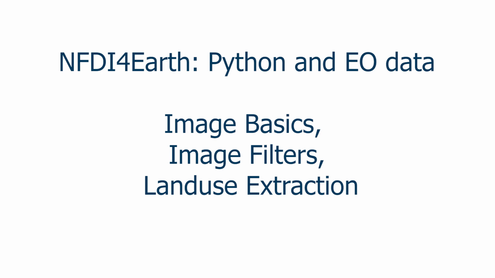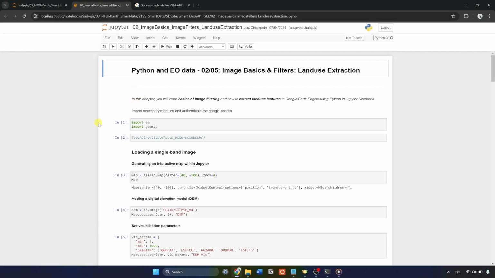Welcome to the second course of the first chapter of the Smart Data class: Image Basics, Image Filters, and Land Use Extraction. In this course, a more technical side of filtering will be explored. By loading an image into Jupyter Notebook, it can be analyzed, and information can be extracted. Let's start by exploring an image.